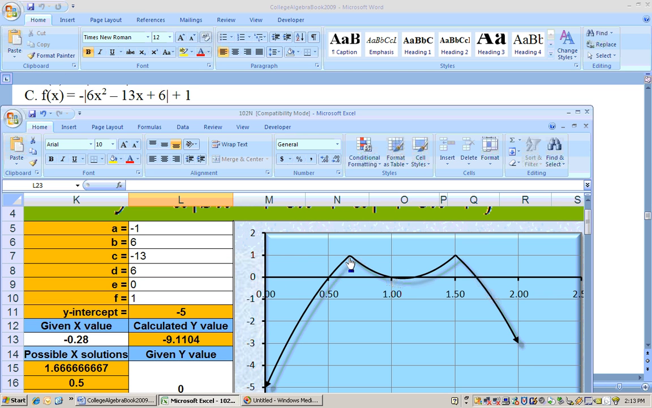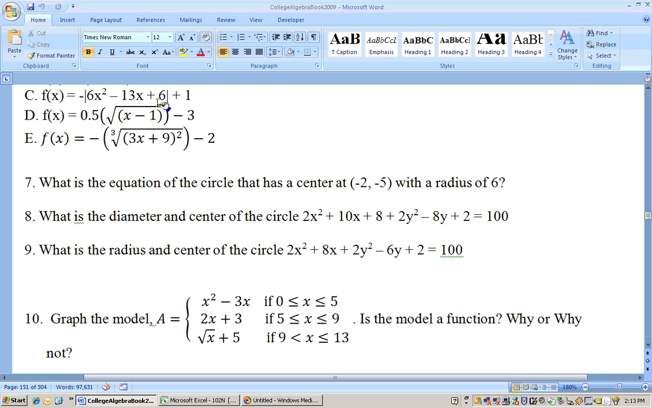Vertex points are here and here, and again, you would solve for those vertex points by noticing that it's a quadratic. Go to the quadratic sheet and set it equal to 0, or just find the x-intercepts of this part right here, and you'll get it.